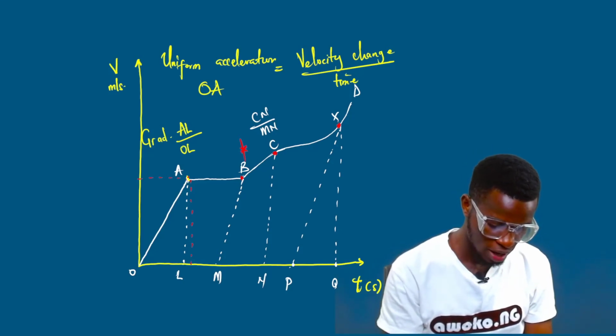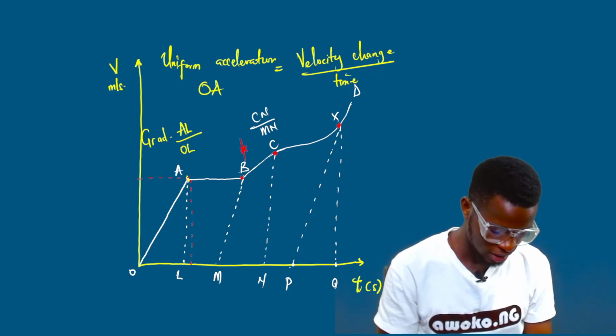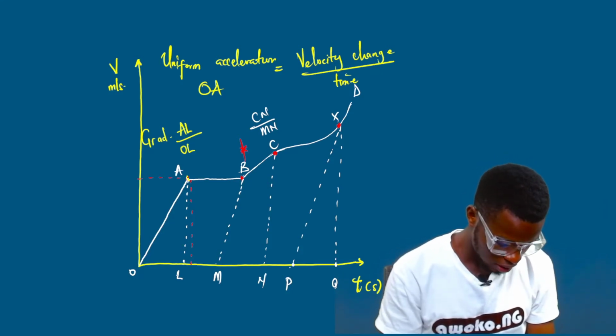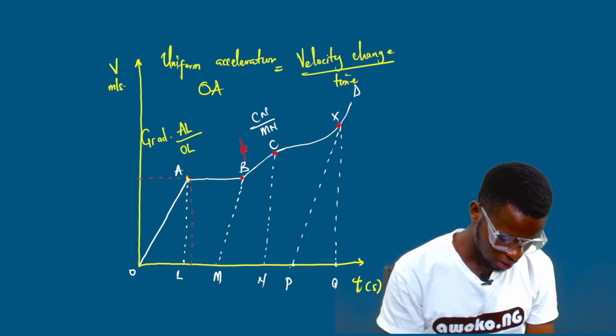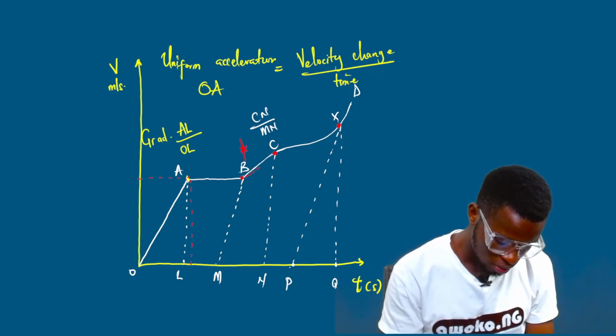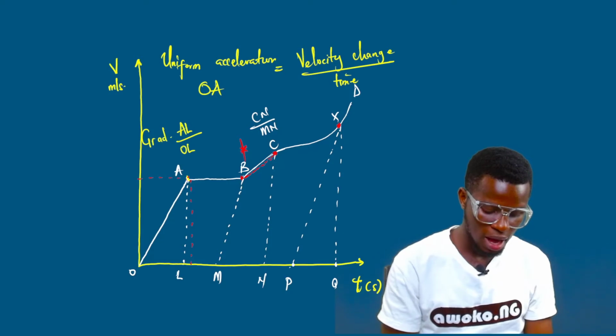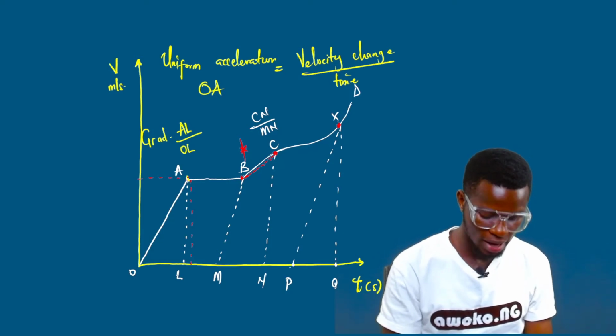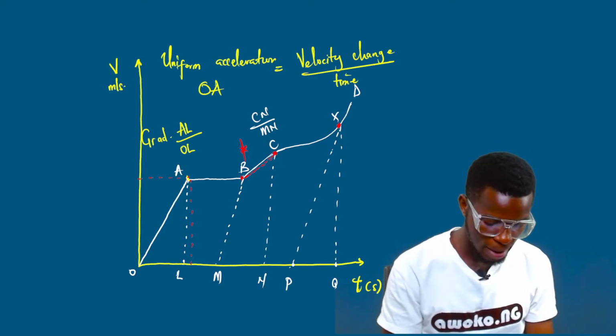Cn all over Mn. This could be approximated to a straight line. So the gradient at this point is seen as Cn all over Mn.